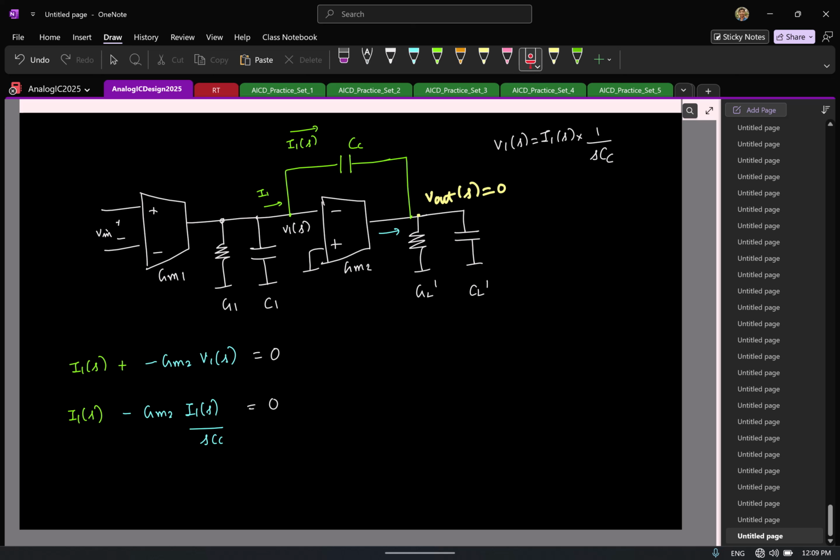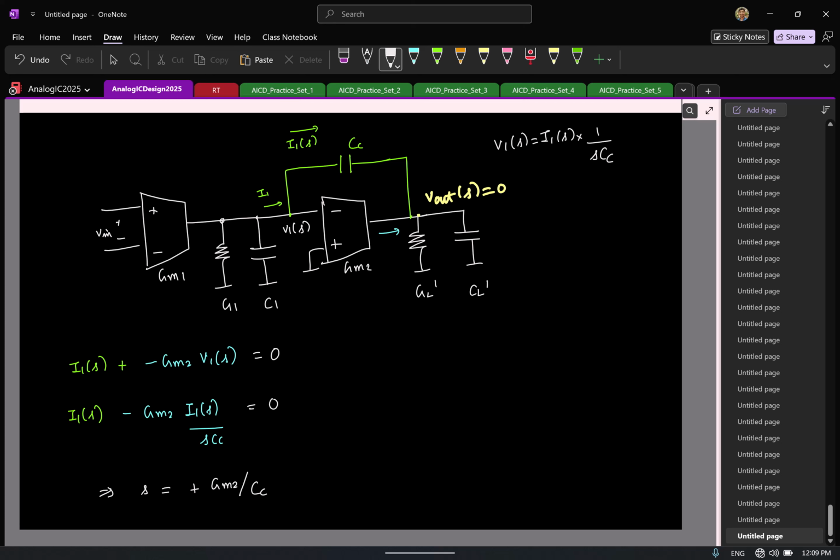So which means now I know because I applied a non-zero input, this current has to be non-zero. So this means that my complex frequency s must take the value Gm2 by Cc, right? The same thing, we have recalculated the zero location again. So that's how we have the zero, right?